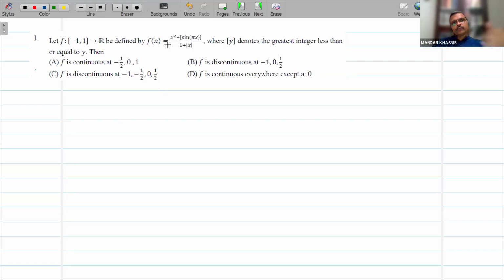What about 1 upon 1 plus mod x? No, sir, because 1 plus mod x can never be 0. Whatever your x is, mod x is always non-negative. So the factor which may create a problem in continuity is floor of sine pi x. That's it. Ultimately, this question is asking about floor of sine pi x. The other two are just to make the expression a little complicated.